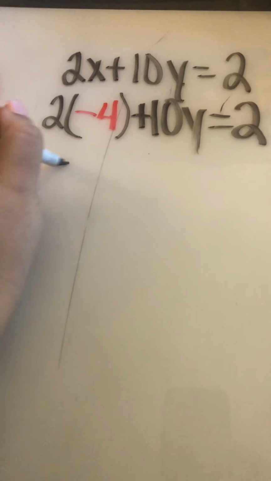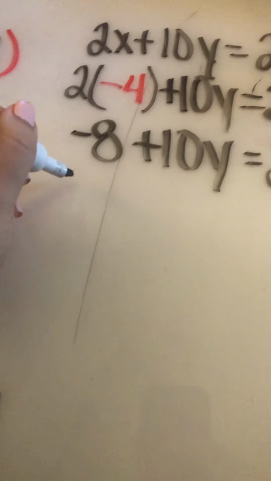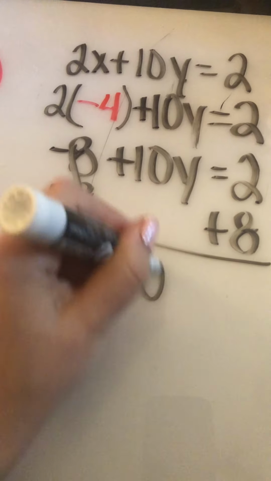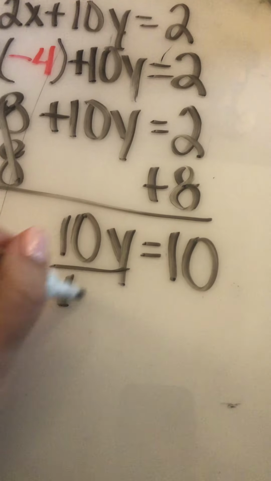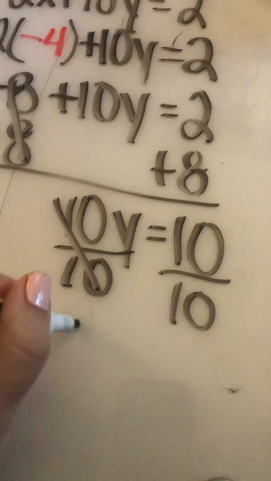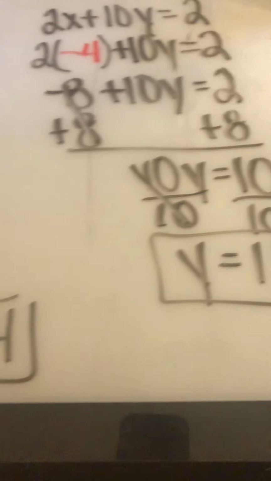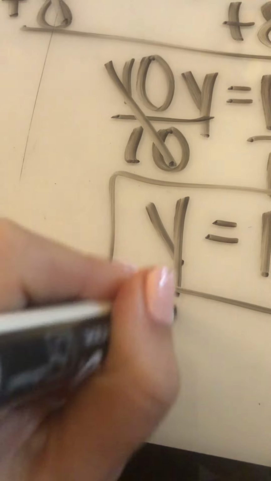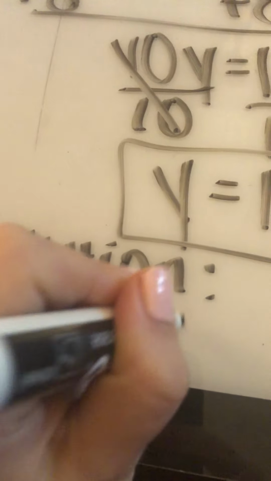So 2 times negative 4 is negative 8 plus 10y equals 2. I'm going to add 8 to both sides. We'll get 10y equals 10. And then we divide by 10 on both sides. And we'll get y equals 1. So then our final step would be to just write it as a solution. So solution, parentheses, x, so negative 4, comma, y, 1.